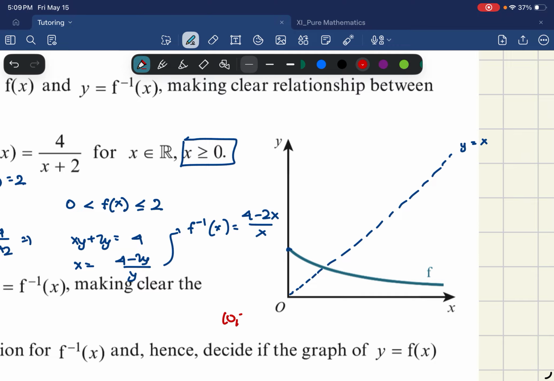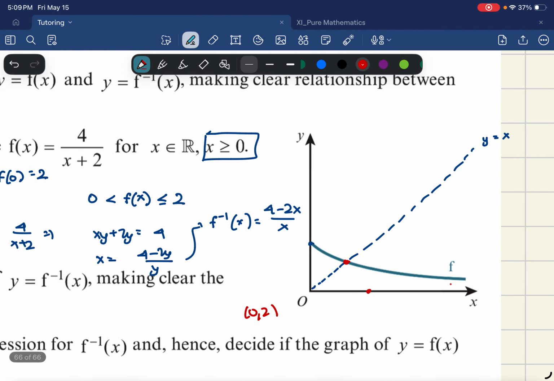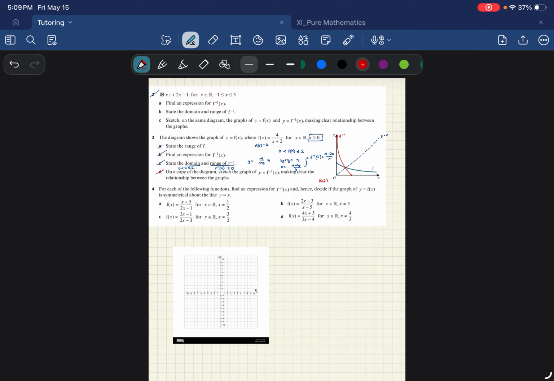If I have 0, comma 2 on my f graph, then on my f inverse graph, I need to have 2, comma 0. So 2, comma 0 is approximately going to be here. This is where it intersects. And it's going to approach asymptotically the y-axis. So you can see that this graph is quite easy to reflect. So the graph is going to look something like this. All right. So this is going to be f inverse. So we are done with 3.